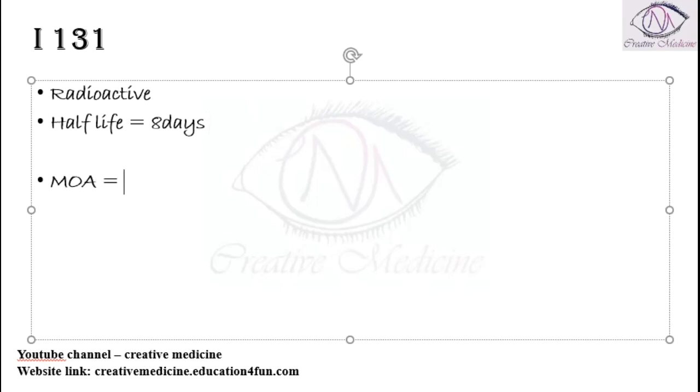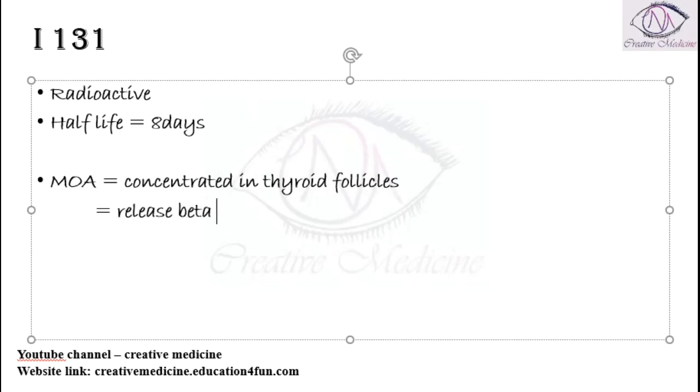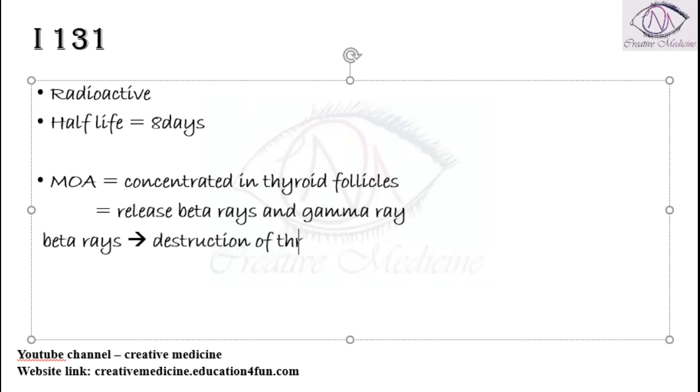Mechanism of action of iodine 131. Iodine 131 is concentrated in thyroid follicles, and thus it will release two things. It releases beta rays and it also releases gamma rays. These beta rays will cause destruction of the thyroid gland.